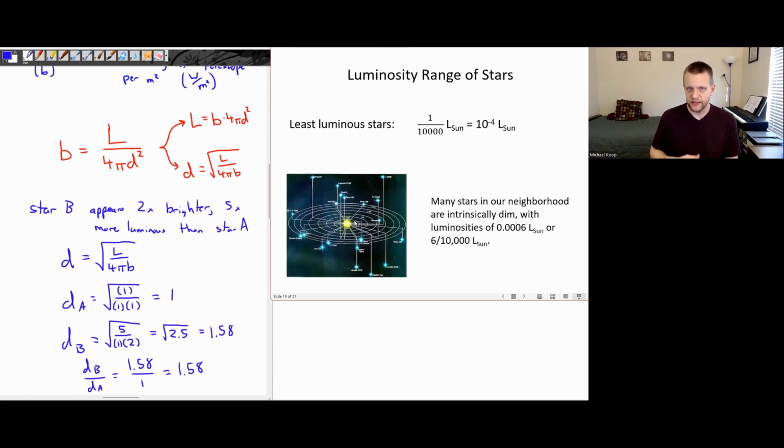Now, when we actually apply this to different stars, we see an enormous range of luminosities. Many stars that are relatively nearby the sun in our local neighborhood of the Milky Way galaxy are fairly dim, intrinsically dim, with luminosities less than 1% of the sun's luminosity, sometimes less than 1/1000th the sun's luminosity. In fact, we're going to see later on that these low luminosity stars are actually some of the most common stars in the Milky Way galaxy.